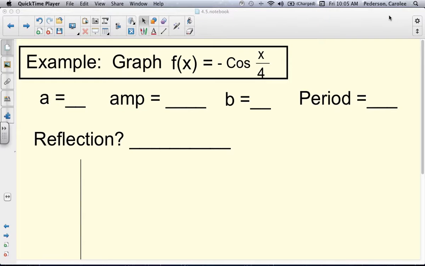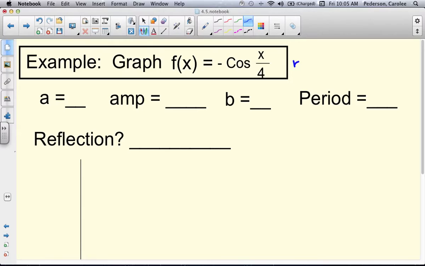Right, let's go on and graph the function negative cosine of x over 4. I would graph this one too. There are two changes going on in this cosine function from its parent function: the negative and that fraction. So I'm going to rewrite this as y equals negative cosine of 1/4 of an x. Is that the same thing?